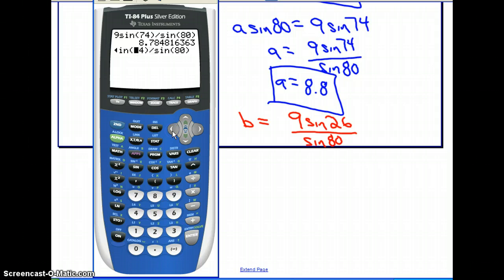See if we can get that. We'll see if that works. Oops, a little too far. There we go. I want to change that to 26.